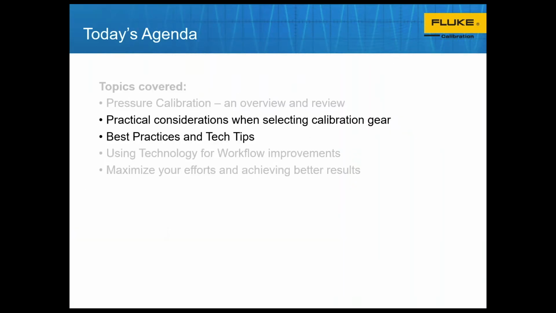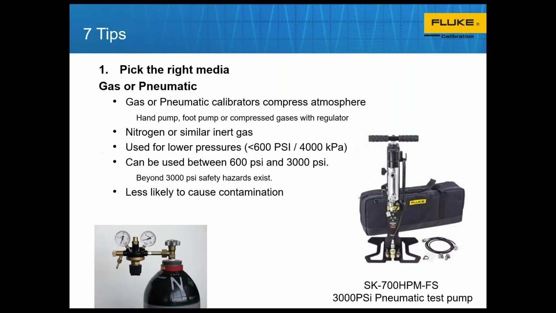So let's talk about some practical considerations when you go to select some gear, and maybe some tech tips associated with that. We have one of the application notes available from Fluke that talks about 7 specific tips, and I'm going to run through them quickly for you here. Depending on the pressure that you need to source or simulate, you will pick an appropriate type of media. Typically, pressures that are under 600 psi, we use gas or pneumatic pressures.